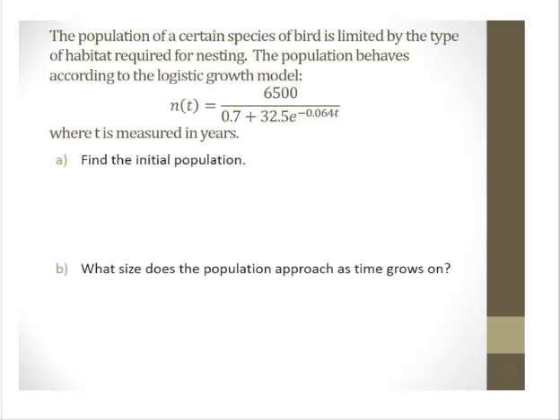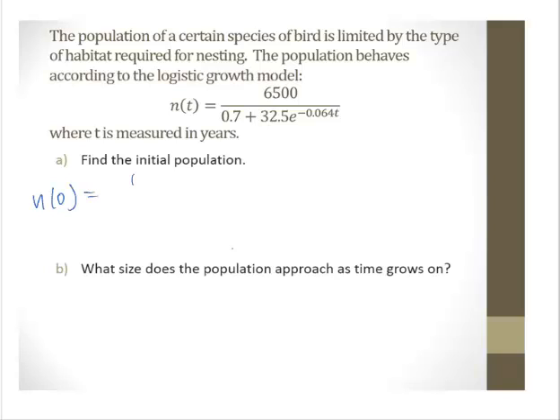Suppose that the population of a certain species of bird is limited by the type of habitat required for nesting. The population behaves according to the logistic growth model. N of t is equal to 6,500 over 0.7 plus 32.5 e to the negative 0.064 t. Find the initial population. Alright, so the initial population, that's usually when t is equal to 0. So let's evaluate n of 0.